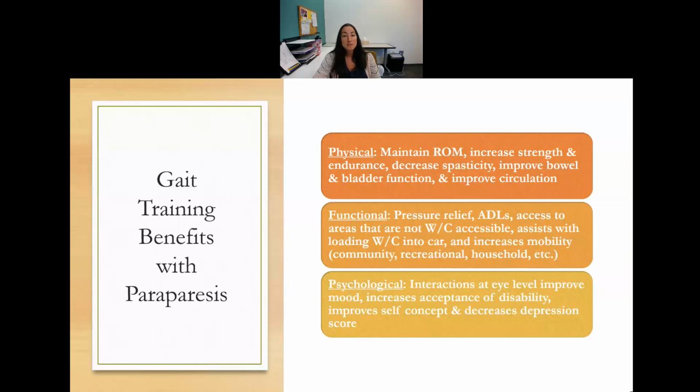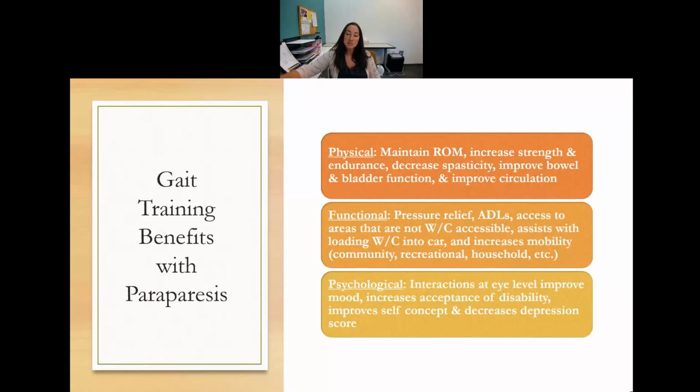in and out of the car, or places where their wheelchair doesn't fit very easily. It can increase mobility within the household or around, even if you can get them to a place where they're able to take 2 or 3 steps, that can really open up a lot of opportunities for different types of transfers and more independence. And then psychological: interactions at eye level really increase the mood and increase confidence and their own acceptance of their disability.